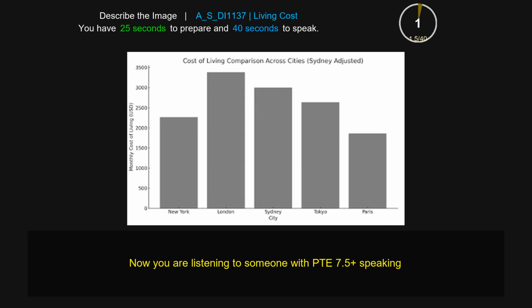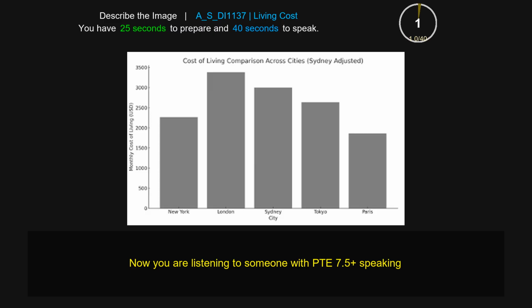The bar chart is about cost of living comparison across cities. As you can see, London experienced the highest cost of living, which is almost 3,500 USD per month. The second place goes to Sydney, which is above 3,000. On the other hand, Paris is lowest, which is only 2,000. Overall, it's about the cost of living comparison across cities.